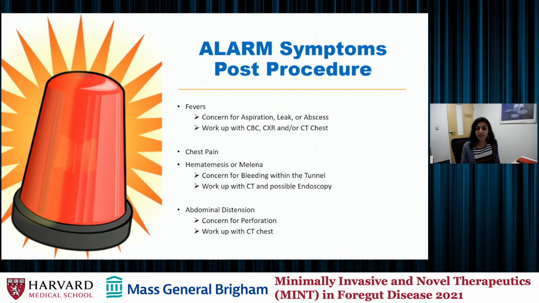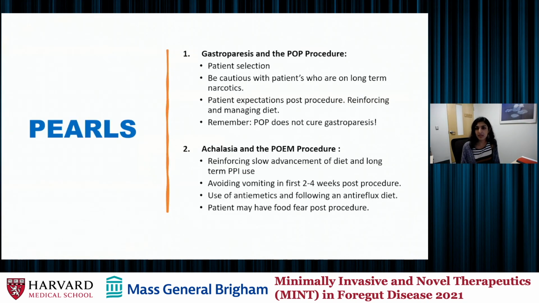Chest pain, hematemesis, or even melena are very concerning for bleeding, especially when the scope is being tunneled through. So we always want to make sure that we work it up with a CT. And if it's very urgent, the patient should have an endoscopy to check what's going on with that area. Abdominal distension, or even significant abdominal distension, is concerning for a perforation post-procedure. And we always want to work that up with the CT chest to make sure that the patient is well aware of what's going on and that they're managed very well.